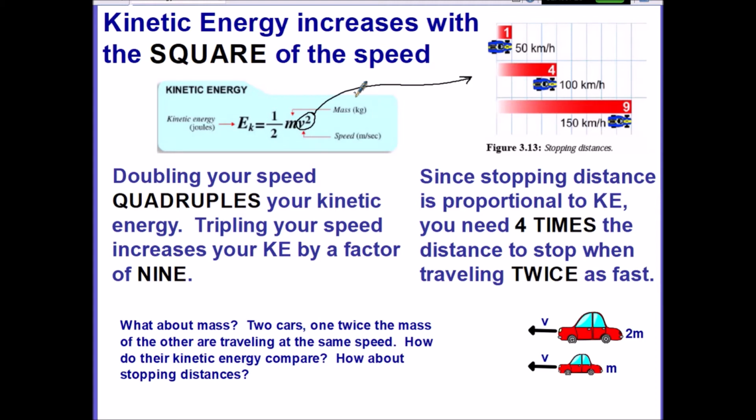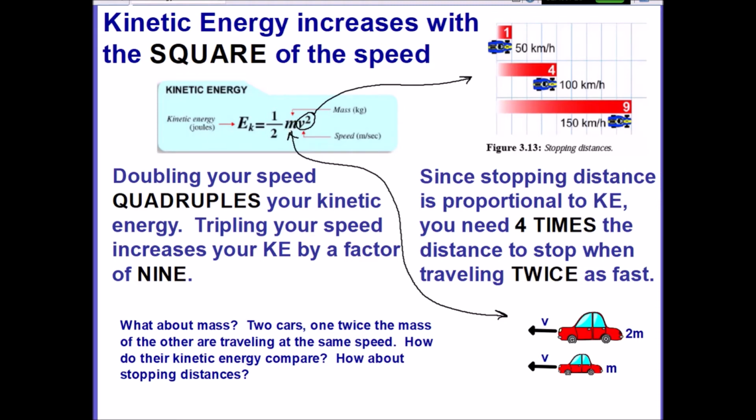Let's consider mass now for a moment. Let's say that 2 cars, one has mass m, the other has mass 2m, traveling with the same speed. How do their kinetic energies compare? How about the stopping distances required to be able to bring those cars to a halt? We take a look at the equation. The equation says that there's a mass in there, but it's only to the first power. So for these things, we see that twice the mass would have twice the kinetic energy. It would take twice the distance to stop.